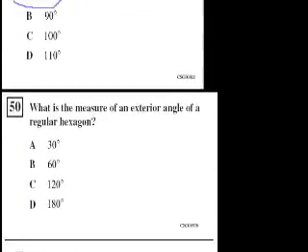Problem 50. What is the measure of an exterior angle of a regular hexagon? So a regular hexagon tells us that all of the sides are the same, it's equilateral, and all of the angles are the same, equiangular. So if we just knew the total degree measure of the interior angles, we could just divide that by 6, and that would give us each of the interior angles, and then we could use that information to figure out the exterior angle. So let's just do it.